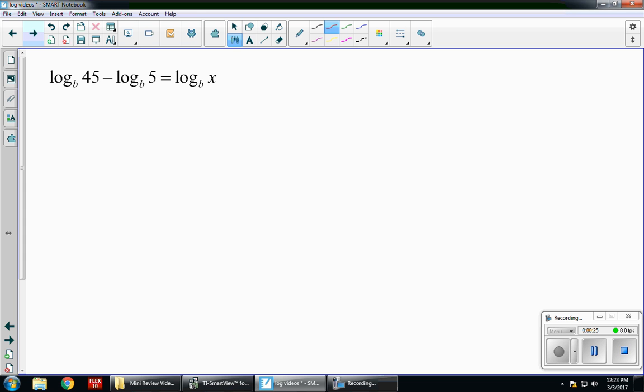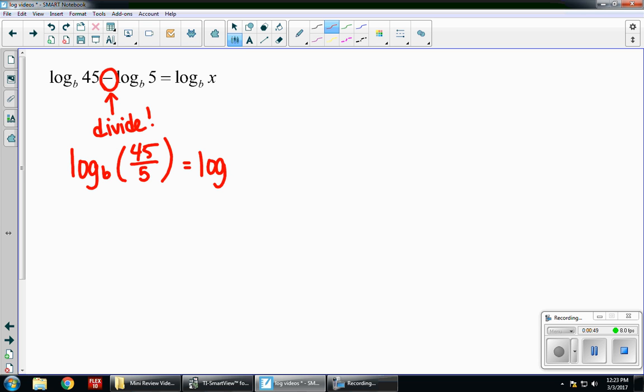Now, on the left-hand side, I have subtraction. And if you remember from the log properties, subtraction becomes division. If you need a refresher on log properties, there are videos to watch on that. So log base b of 45 divided by 5. That's the left side. I didn't touch the right side, so I'm just going to bring it down and rewrite it. Now, 45 divided by 5 is 9. So the left side is really log base b of 9. And once again, the right side is unchanged.